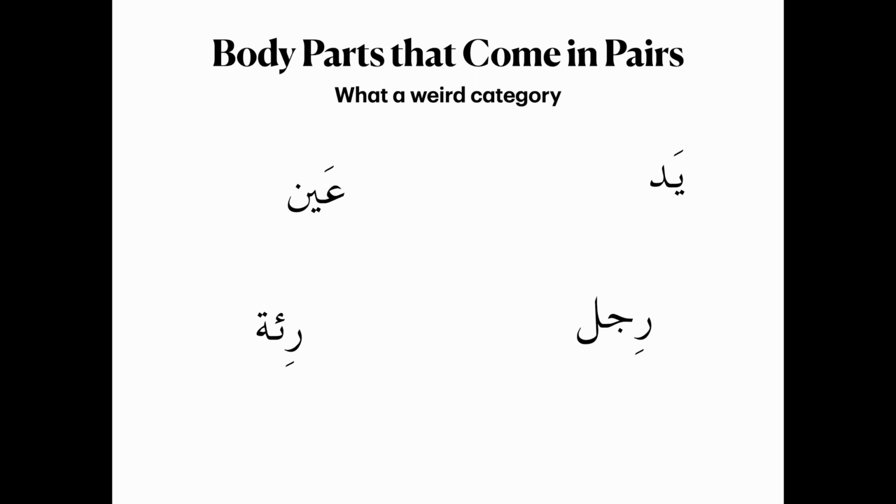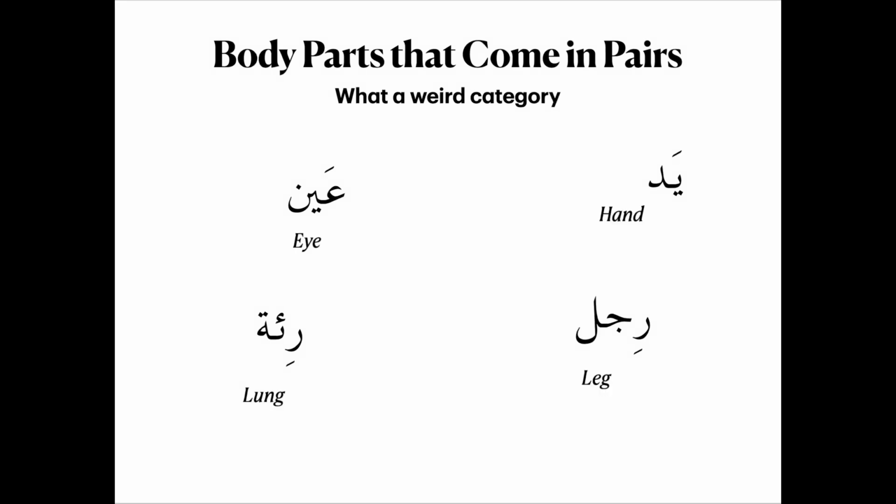Rijl, not to be confused with rajul, but it's written the same, with a different vowel. You see that kasra right there? Rijl is leg, and since legs come in 2, that's feminine. Ain is eyes, the things that you see with, those come in 2, so that's also feminine. And also this one that happens to have ta marbuta, ri'a or ri'atun, lungs, and these come in 2, so those are feminine as well.